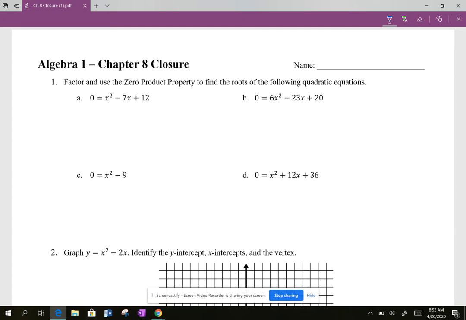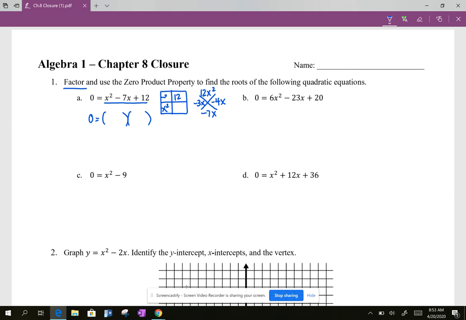Okay, here we go. Number 1, factor and use the zero product property to find the roots of the following quadratic equations. Factor means use the generic rectangle and the diamond problem to write this sum as a product. So let's do that first. X squared here, 12 up here. X squared times 12 is 12x squared. What goes on the bottom of the diamond? That would be negative 7x. Negative 3x and negative 4x multiply to 12x squared and add to negative 7x.